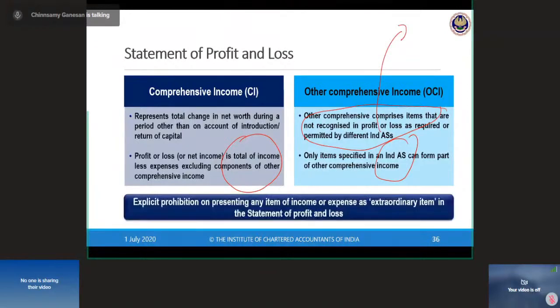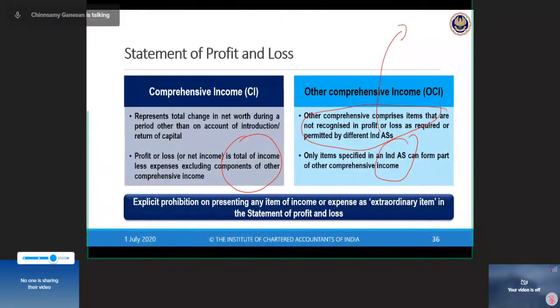Before I go into OCI specifically, there is one point: the concept of extraordinary items is prohibited as per Ind AS 1. You cannot hold any item as an extraordinary item. Exceptional item, because Schedule 3 gives an option to show certain items as exceptional items, is still permitted because Schedule 3 overrides Ind AS 1. But extraordinary items are prohibited both under Ind AS 1 as well as Schedule 3. So there is no more extraordinary item in the statement of profit and loss.